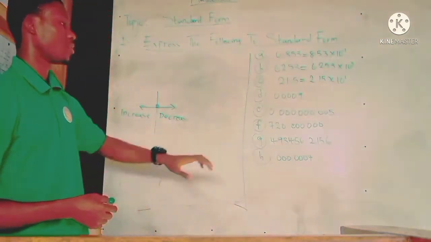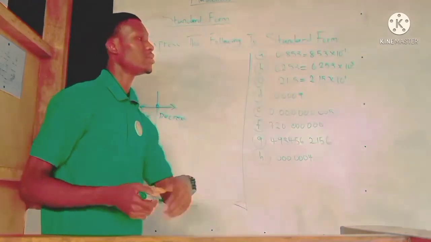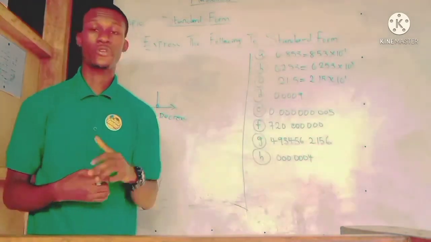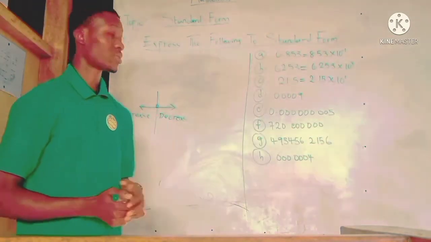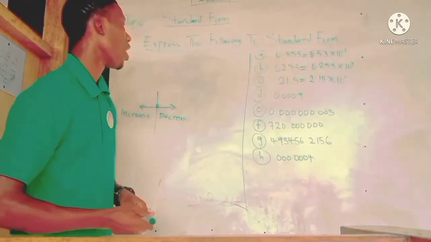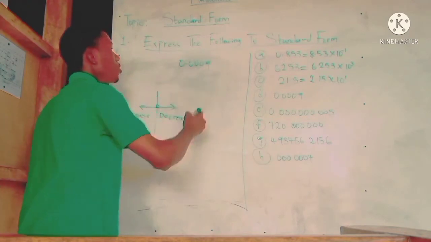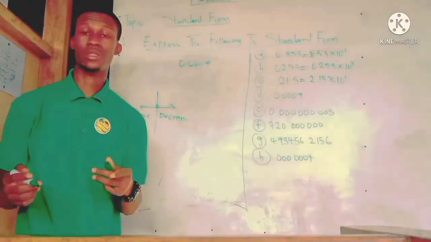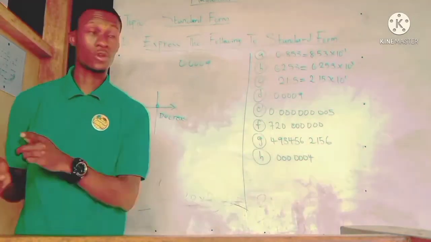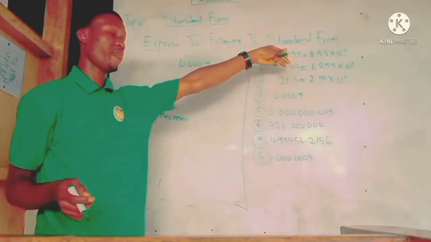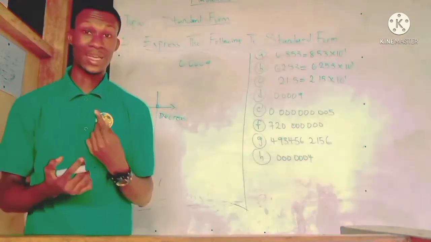Now, you can see over here that we have 0.0009. And we're told to convert this very figure or decimal number to standard form. So how do we do it? Now, I am sure most of you who watched my previous video on standard form will know whether you have gotten it by trying to convert any figure to standard form.